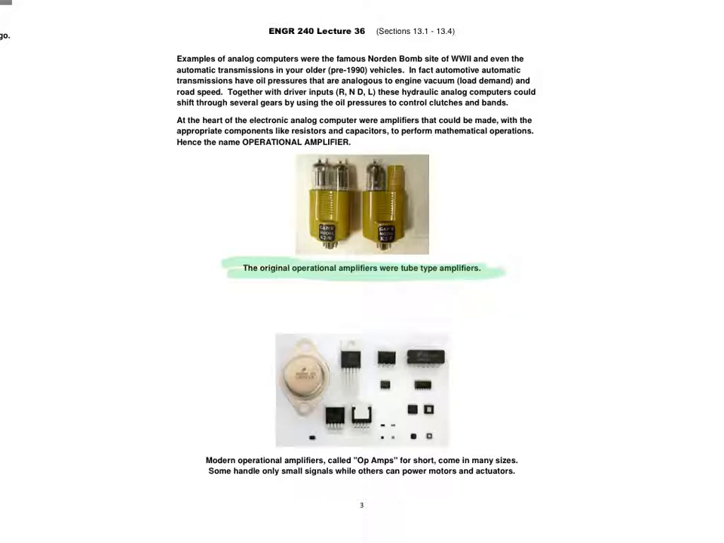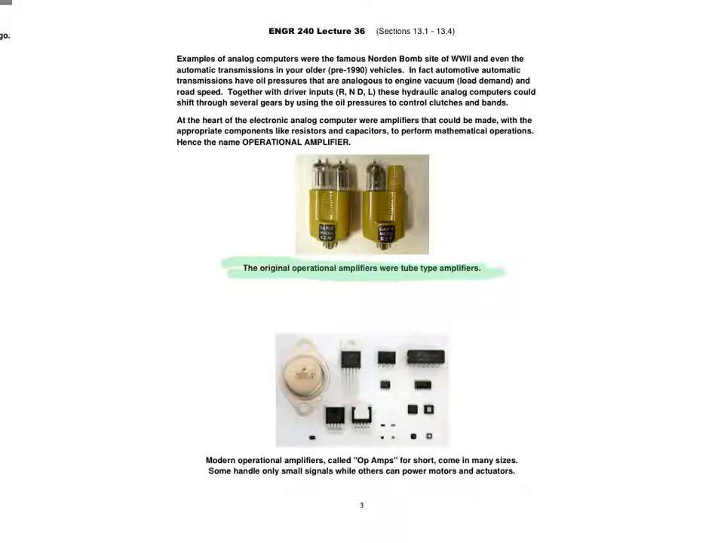These two hydraulic pressures, together with the input from the driver, direct hydraulic pressures to operate a series of clutches and bands to operate planetary gears to implement a basic three-speed transmission. Another example of a mechanical analog computer was the Norden bomb sight, famed of World War II.